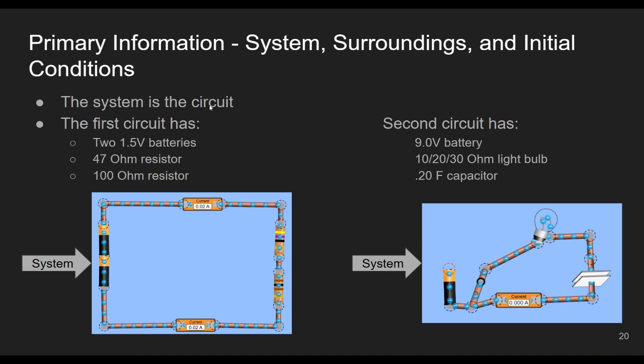And the system is the circuit right here. The first circuit had two 1.5 volt batteries, a 47 ohm resistor, and a 100 ohm resistor. The second circuit had a 9 volt battery, and the light bulb was 10 ohms, 20 ohms, and 30 ohms during our test, and this was a 0.2 farad capacitor.